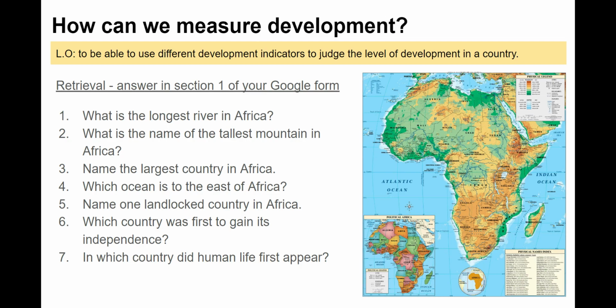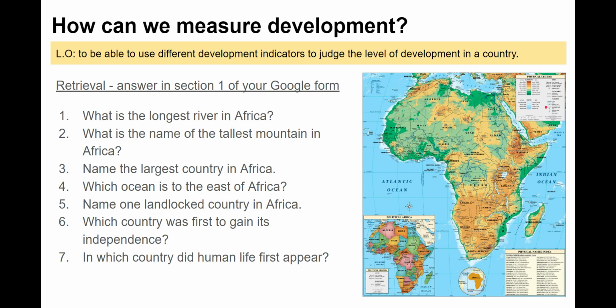For now, don't worry too much about what that term development means. I will explain a lot more about it shortly. What I would like you to do to start with is your retrieval practice based on your learning from last lesson. In the folder, you should have a link to a Google quiz which has two sections, part 1 and part 2. Please do part 1. It's a multiple choice quiz based on the human and physical geography of Africa. It should take you no more than about 5 minutes. So pause the video here, and I will see you shortly.